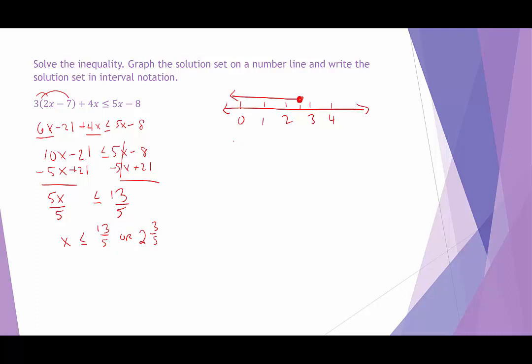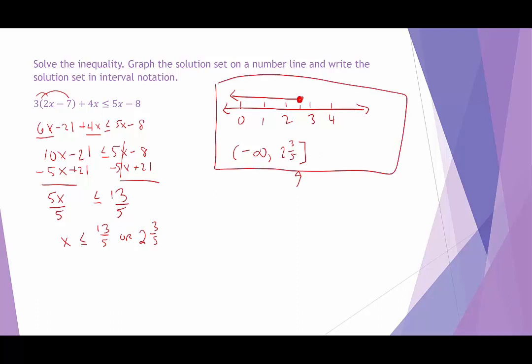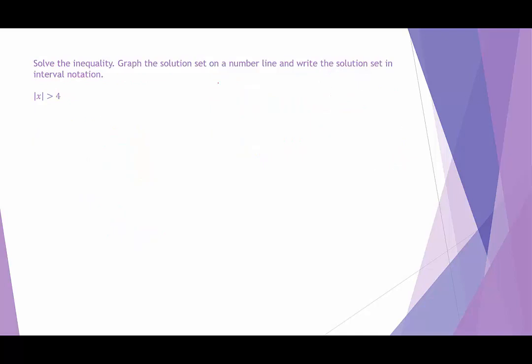In interval notation, there is no smallest number smaller than 2 and 3/5, so we would say negative infinity to 2 and 3/5. To include 2 and 3/5, we will close it with a bracket. So that bracket indicates that 2 and 3/5 is part of the solution set. And that would be our final solution there.